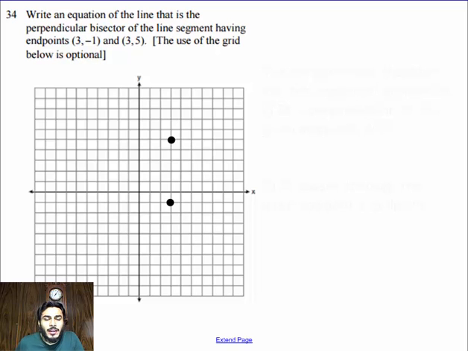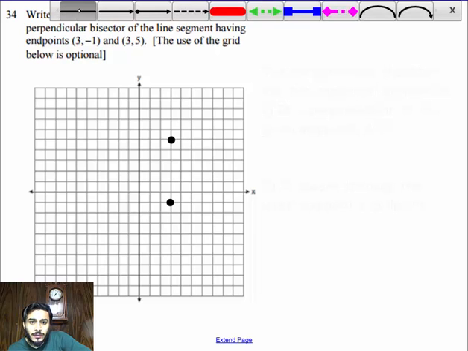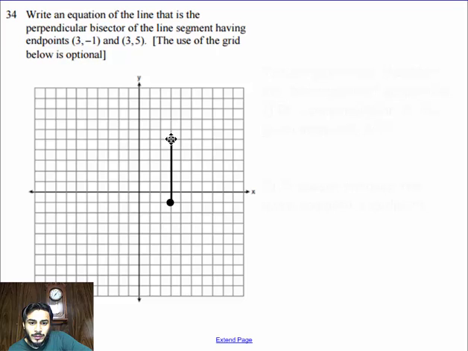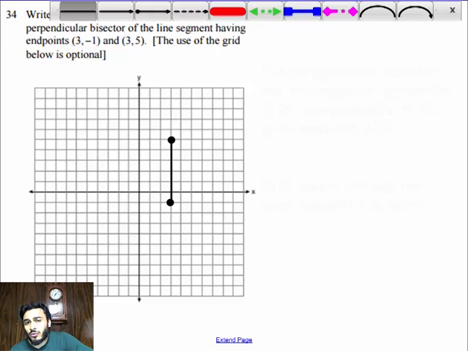Number 34 says write an equation of the line that is the perpendicular bisector of the line segment having endpoints (3, -1) and (3, 5). The use of the grid below is optional. So I'm actually going to go ahead and use the grid, and I went ahead and plotted the points. As you can see, what they want is the equation of the line that's the perpendicular bisector of the line segment that has these 2 points.